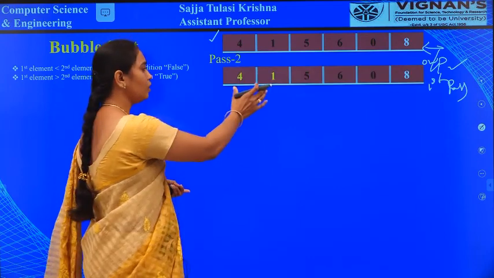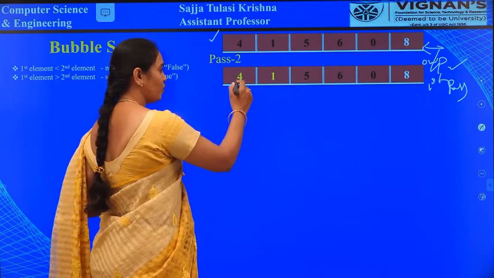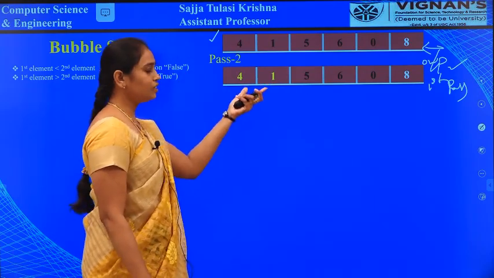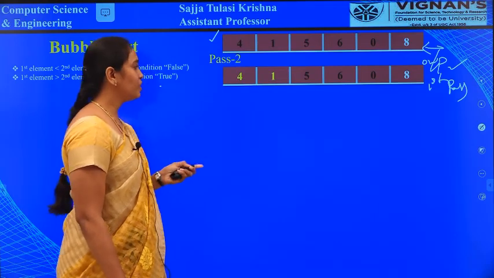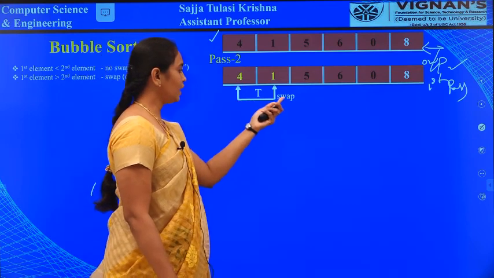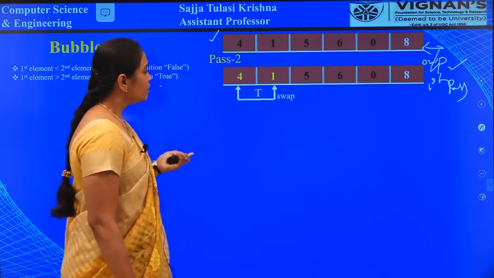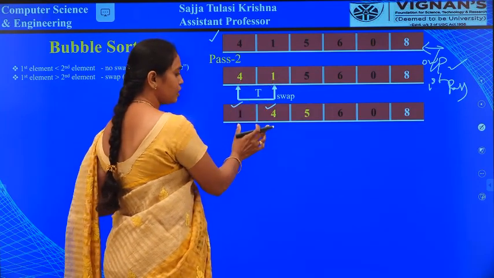So compare the first two elements, that is 4 and 1. The 4 is greater than the 1. So now the condition is true. So we will swap the two numbers. The condition is true and we will swap these two numbers. So now see, 1 here, 4. The two numbers are swapped.